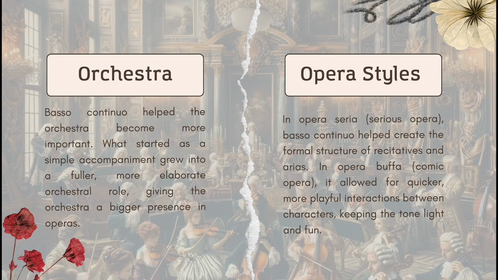In short, Basso Continuo was a key part of making opera more flexible, emotional, and dramatic. It helped develop the structure of opera, allowed singers to be more expressive, and helped the orchestra play a bigger role in the music. It shaped the way opera developed into the dramatic and expressive art form we know today.